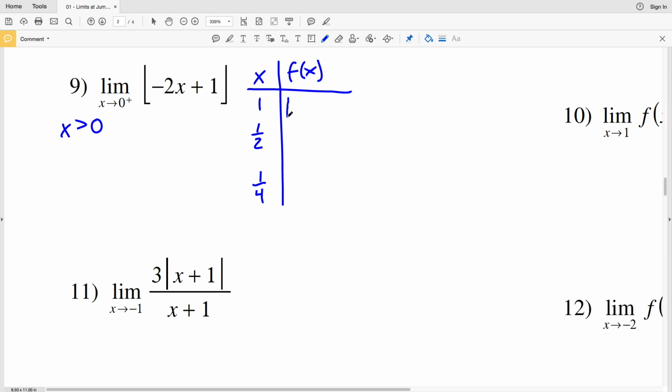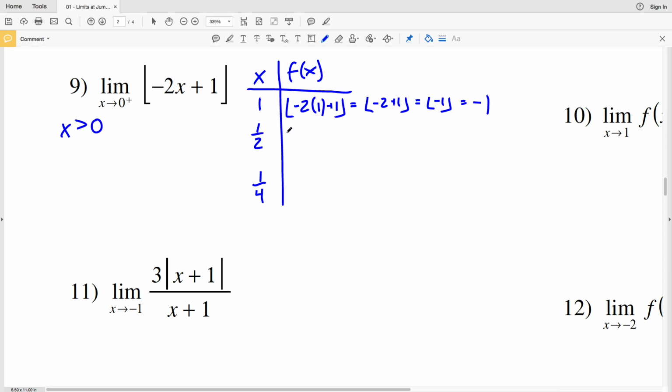So first, I'll have the floor of negative 2 times 1 plus 1. Negative 2 times 1 is negative 2 plus 1, so that's going to be the floor of negative 2 plus 1, which is negative 1. And rounding down negative 1, I'll get negative 1.